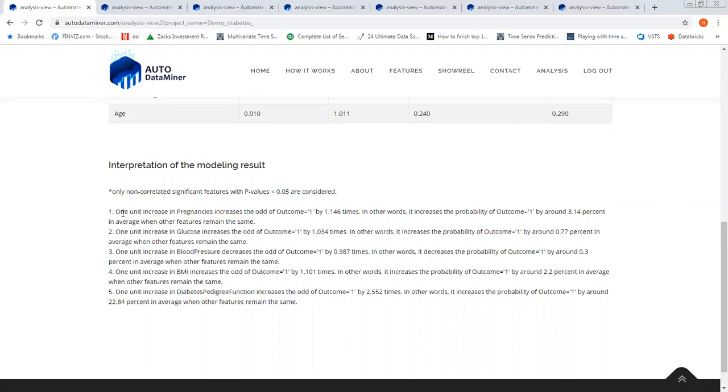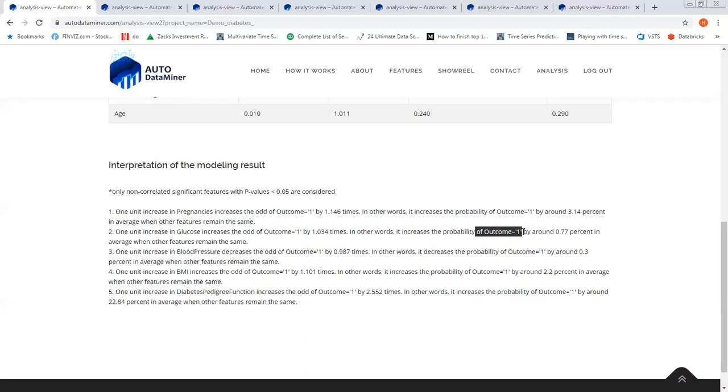The first rule coming from the modeling result: a 1 unit increase in pregnancies increases the odds of outcome equals 1 by 1.146 times. In other words, it increases the probability of outcome 1 by around 3%. So this is saying that every time you get one more pregnancy, the probability of diabetes goes up by 3%. Another one: a 1 unit increase in glucose also increases the odds of the outcome. If you increase the glucose level by just 1, although it is not too much, right?